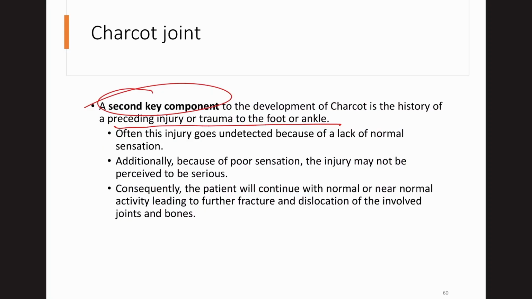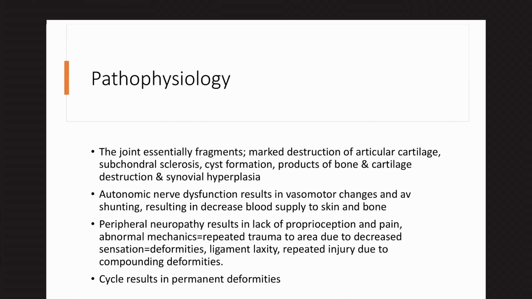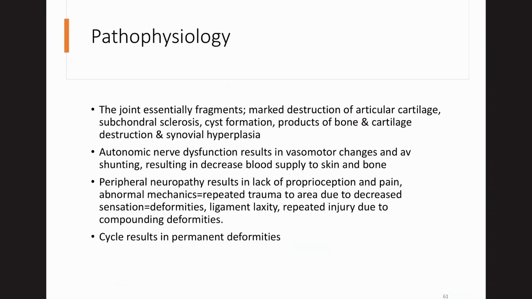Okay, undetected because they don't have normal sensation. Because of the poor sensation, injury may not be perceived to be serious. So they'll continue using it like normal, even though the damage is very severe, and they're causing a lot of damage to that joint. So the joint essentially fragments. We get destruction of the articular cartilage, subchondral sclerosis. We get bony cyst formation starting again. And we get products of bone and cartilage destruction, synovial hyperplasia.